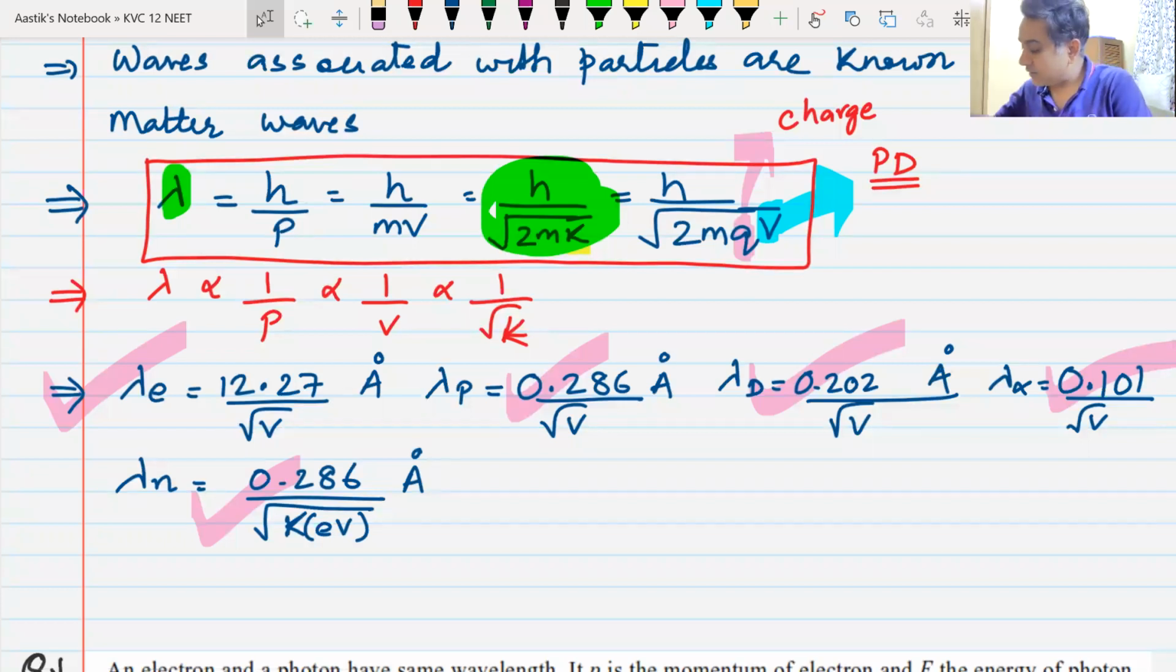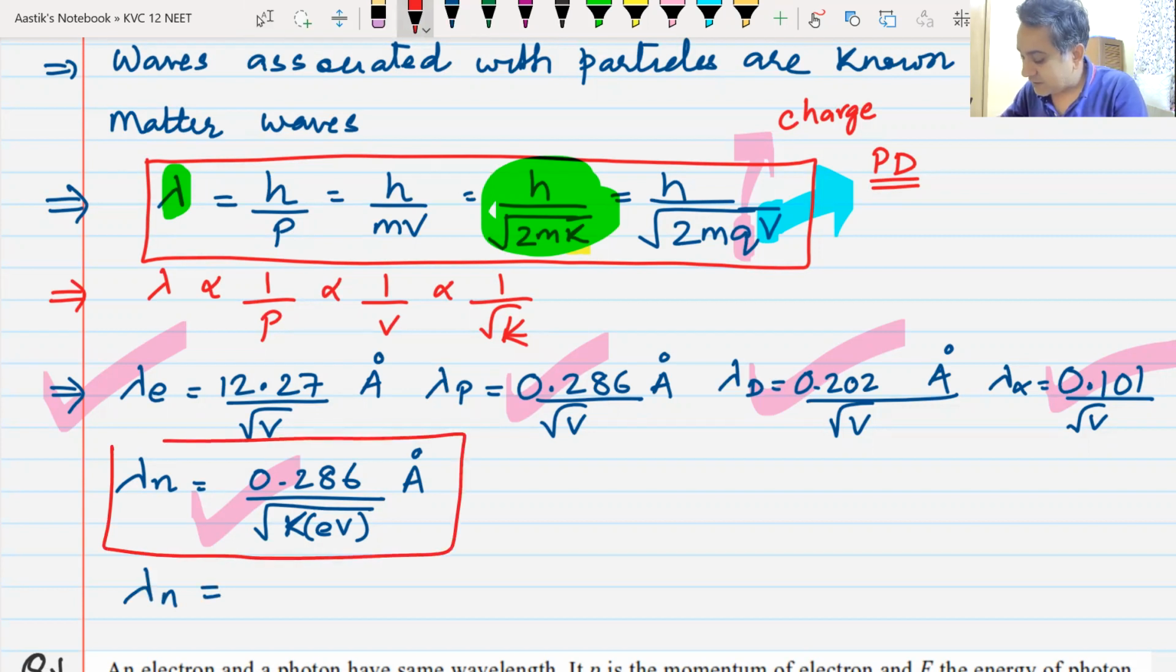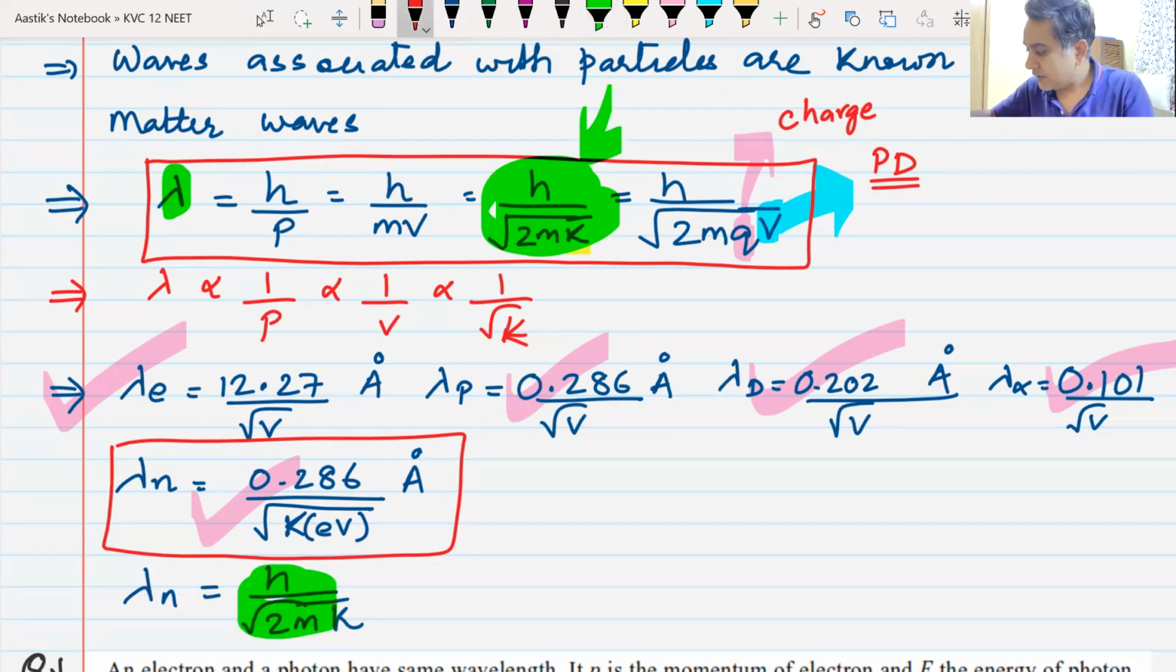When we talk about the wavelength of a neutron, I had given you the formula. Obviously, this was the shortcut formula that came. But if I go to the long formula here, the formula was h by root over 2mk. Yes or no? Where k was the kinetic energy. Do we remember this formula, beta? The formula which is in green. Yes or no?